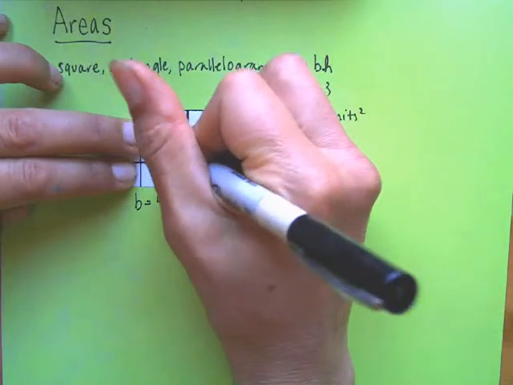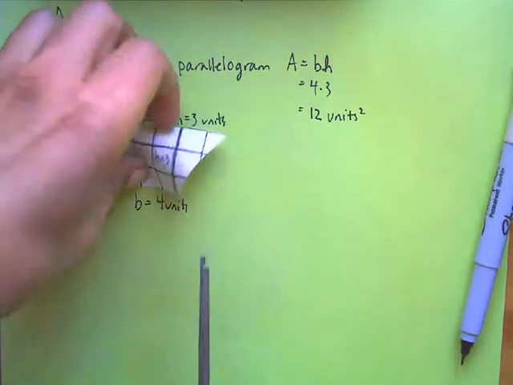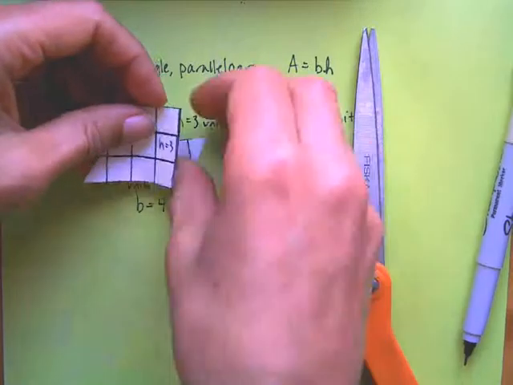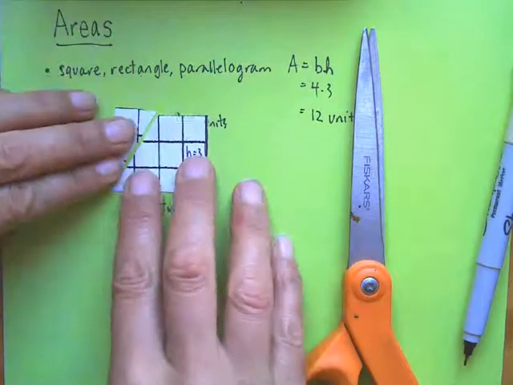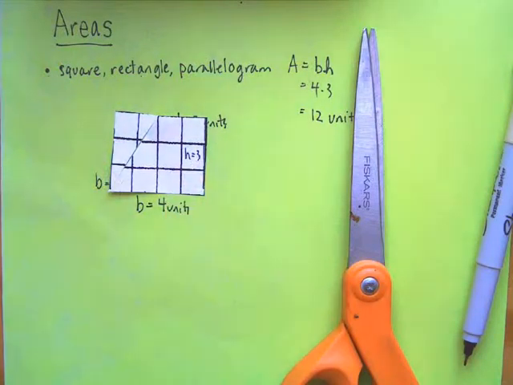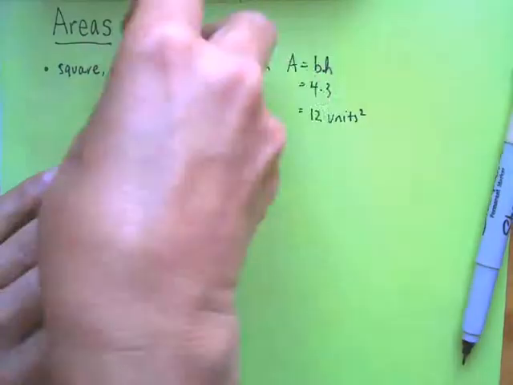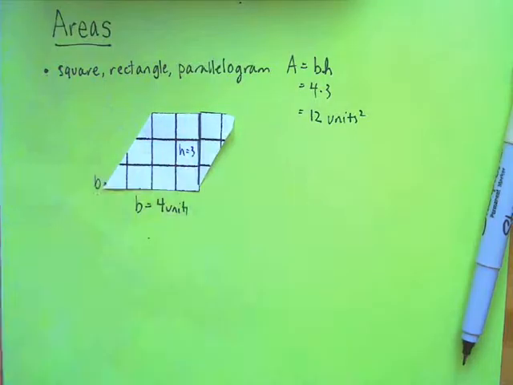The height is 3 units, and what we can actually do is cut this at a 90-degree angle, and then slide it over there. And if you see, it actually rebuilds my original rectangle. So that's why the same formula works for rectangles as well as parallelograms that look like this.